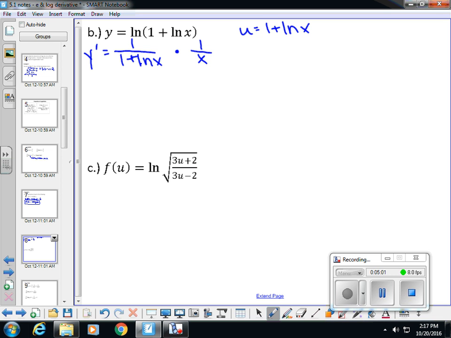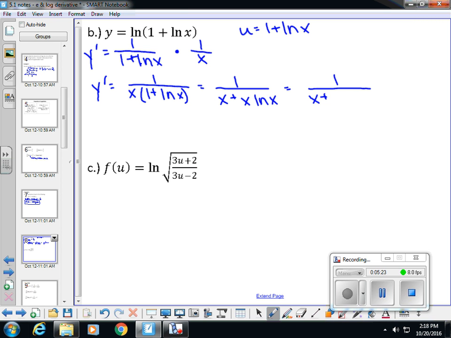So that means then that y prime is 1 over x times 1 plus the ln of x, which is the same thing as 1 over x plus x ln of x, which is actually the same thing as 1 over x plus ln of x to the x. The only reason I want to rewrite it a couple different ways is just to remind us of some of our log rules.